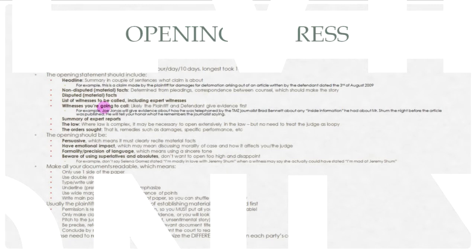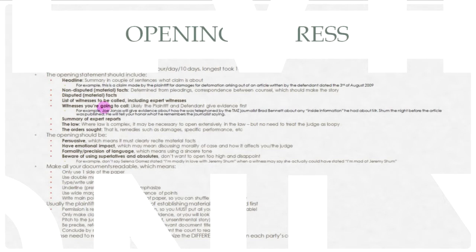Note that both of them should be material. You shouldn't put non-material facts in there, obviously. List of witnesses to be called, including expert witnesses. Witnesses you're going to call. Likely the plaintiff and the defendant are going to give the evidence first before any other people. So for example, Joe Jonas will give evidence about how he was telephoned by the TMZ journalist Brad Bennett about inside information he had about Mr. Shum on the night before the article was published. He will then tell Your Honor what he remembers the journalist saying.